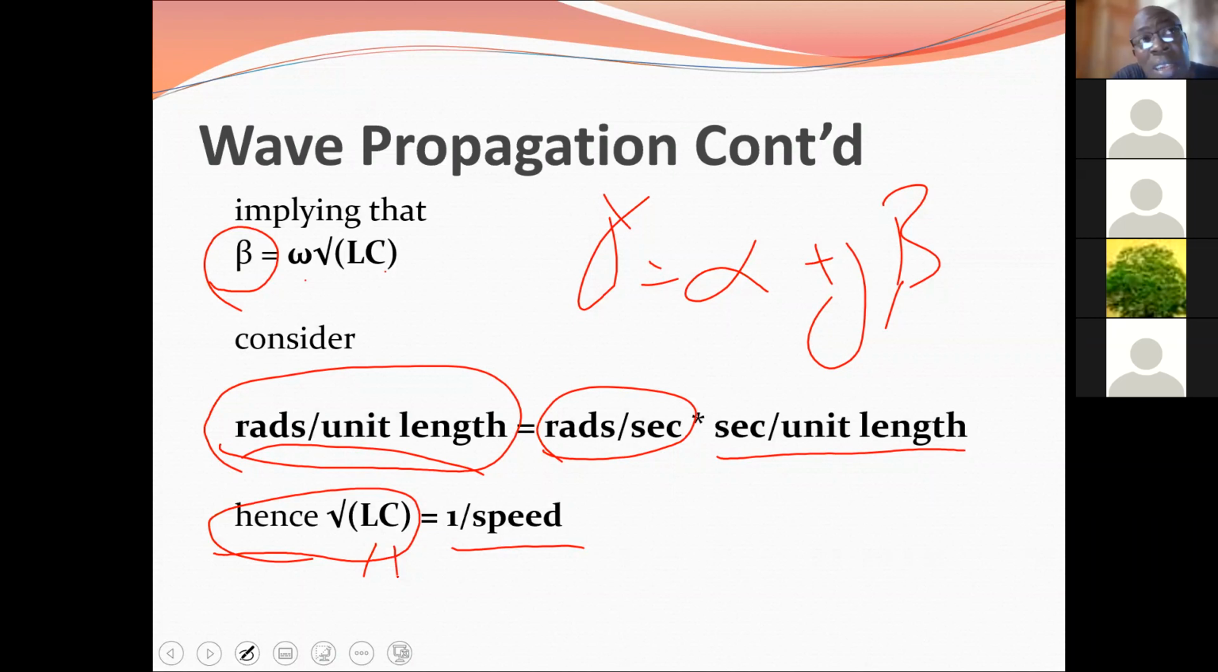That should suggest that the speed at which a particular wave or voltage signal is going to travel through an overhead line will be different from the speed at which it will travel through the cable.